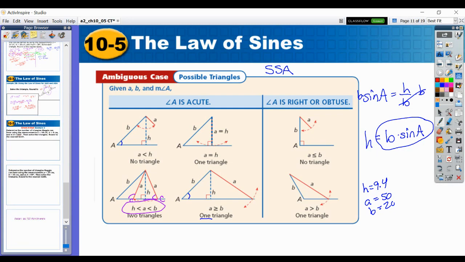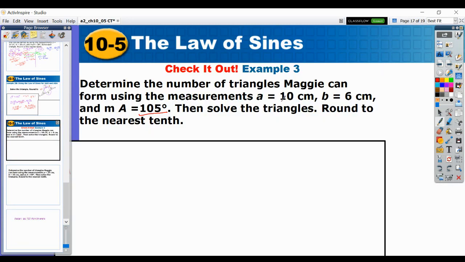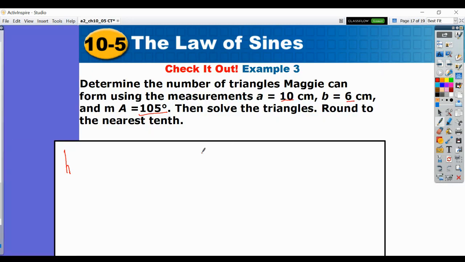All right, so if A is greater than B, which it is, then we do have a triangle. So there is one triangle. Then solve it. There's only one. To solve it, I'm going to find angle B, I'm going to find angle C, and I'm going to find side C, because I have the other three pieces.